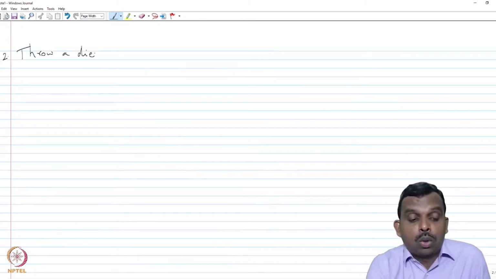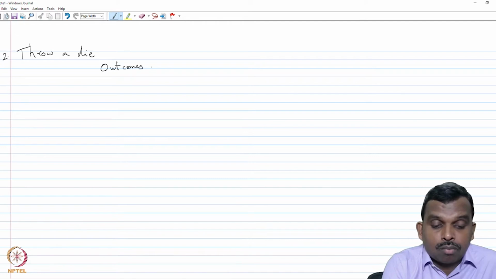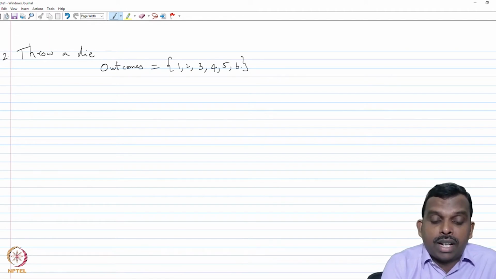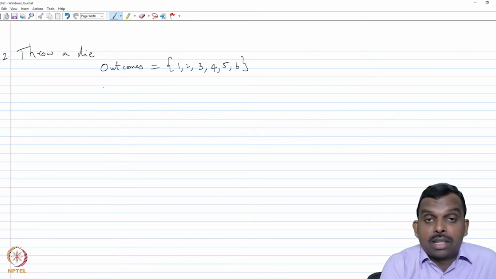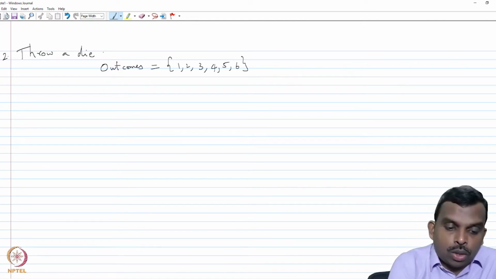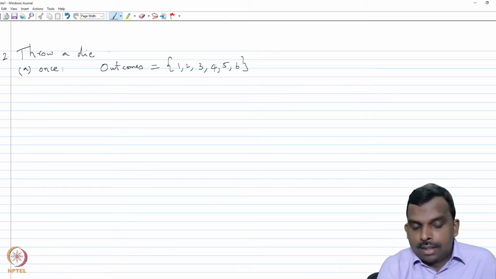Okay, so throwing a die, we know that the outcomes are 1, 2, 3, 4, 5, 6. I could define a set, an event, which says, okay, let's say the probability space is just throwing a die once. Okay, throw a die once. I'll take the experiment to be thrown only once. So the outcomes is just this.